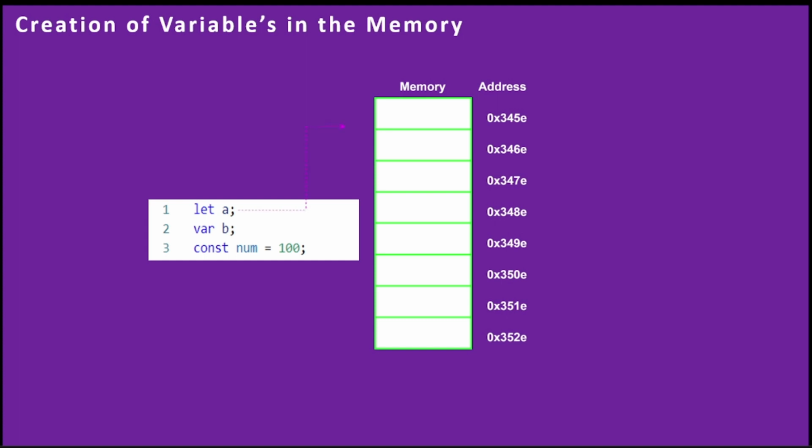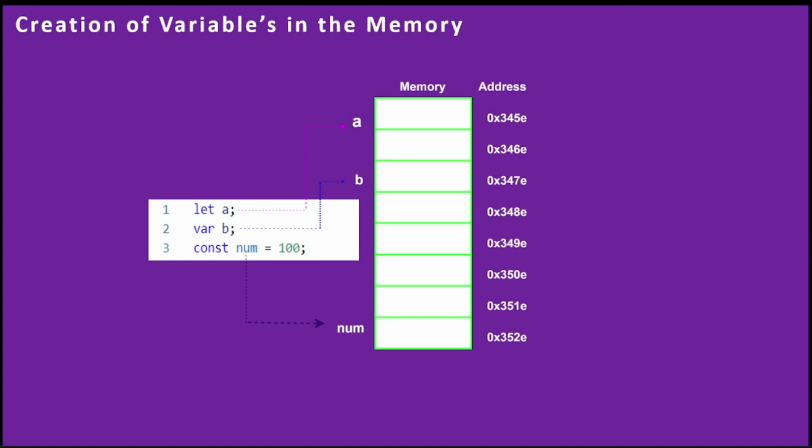Whenever you declare a variable like this, with let a, it will create a reference in your memory for a. For b as well, it creates a reference for that particular slot b, and for num it creates a reference num. That creation of the variable and booking a slot in memory can be in any sequence. It is not in a sequence, it can be at any random place, not following one particular sequence.